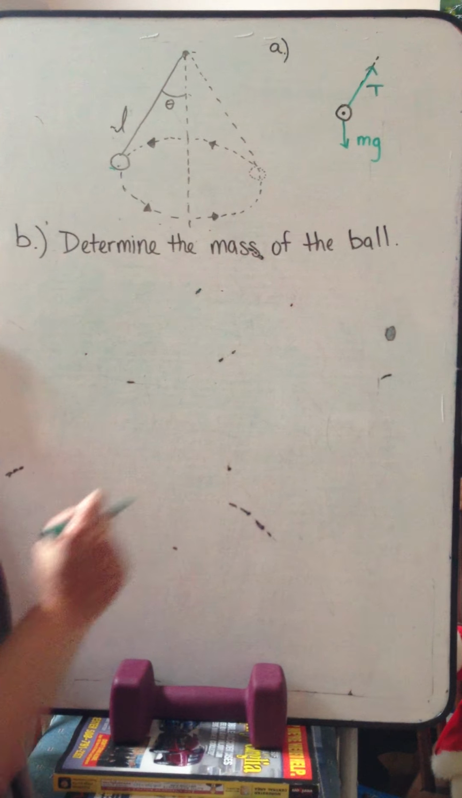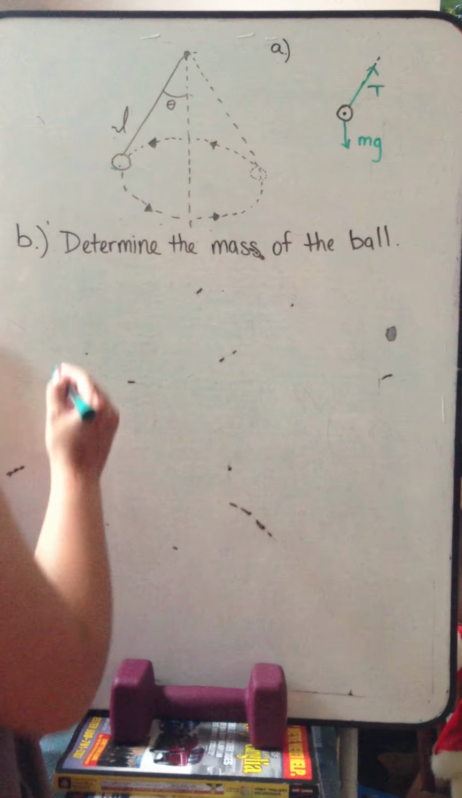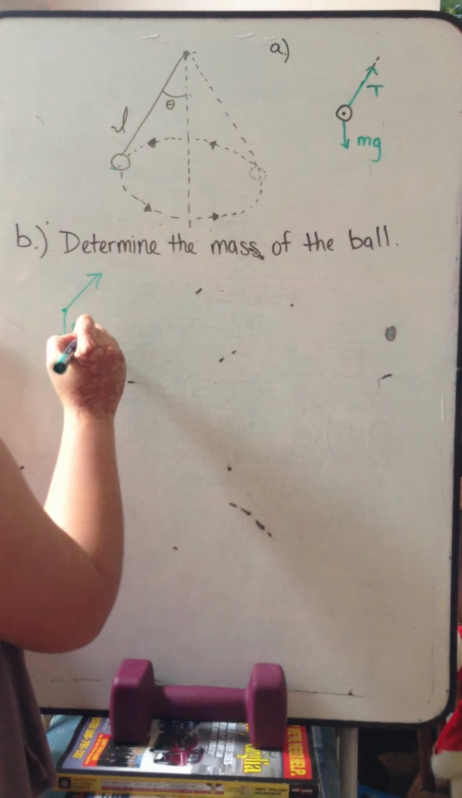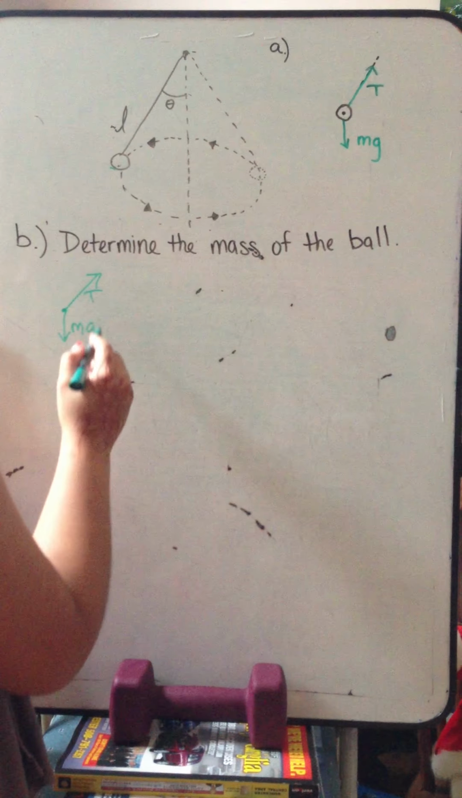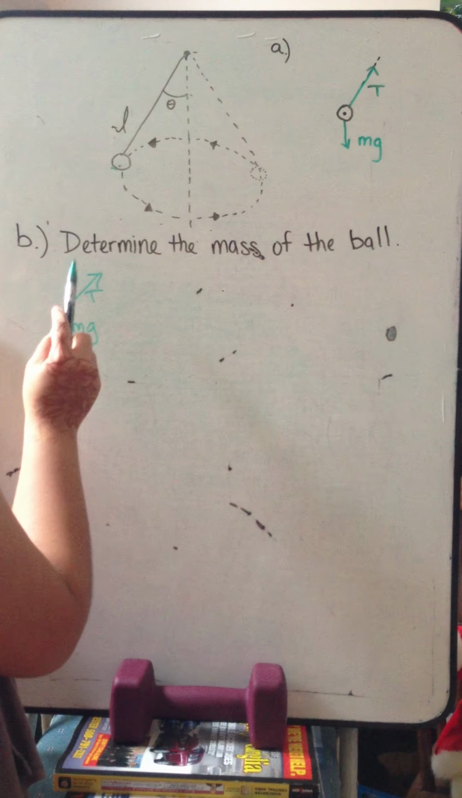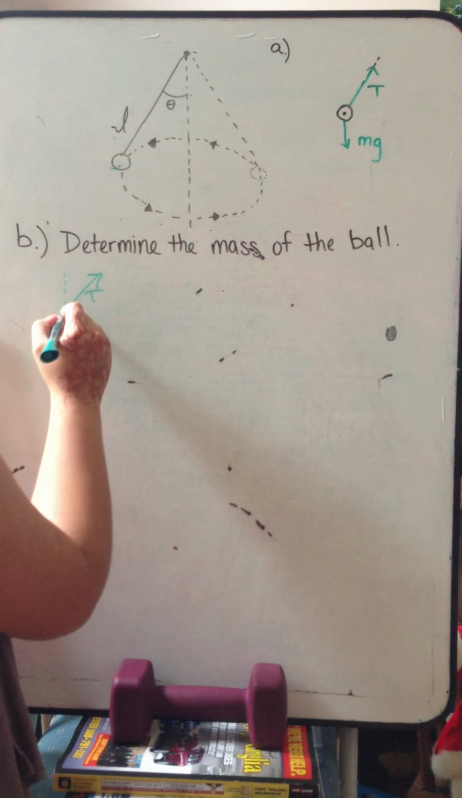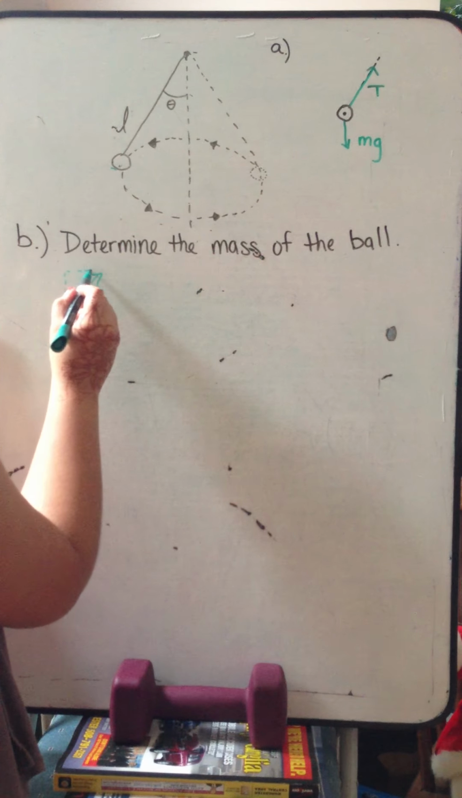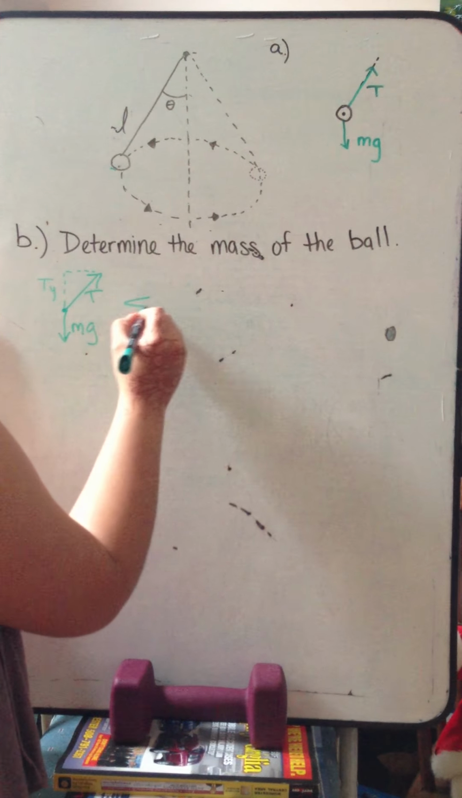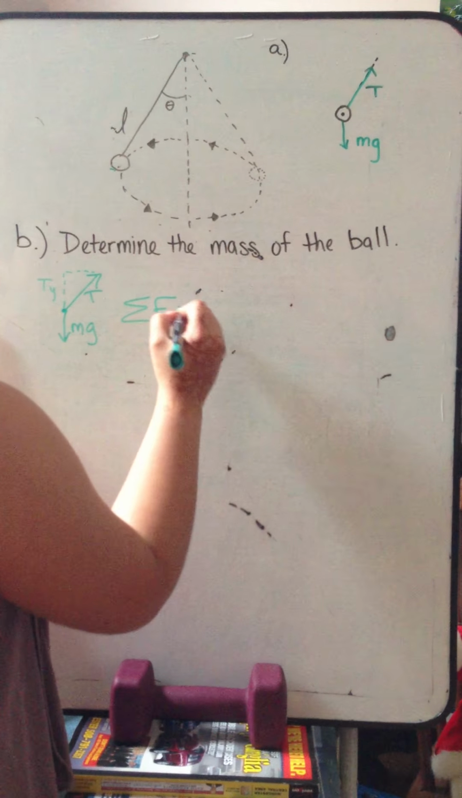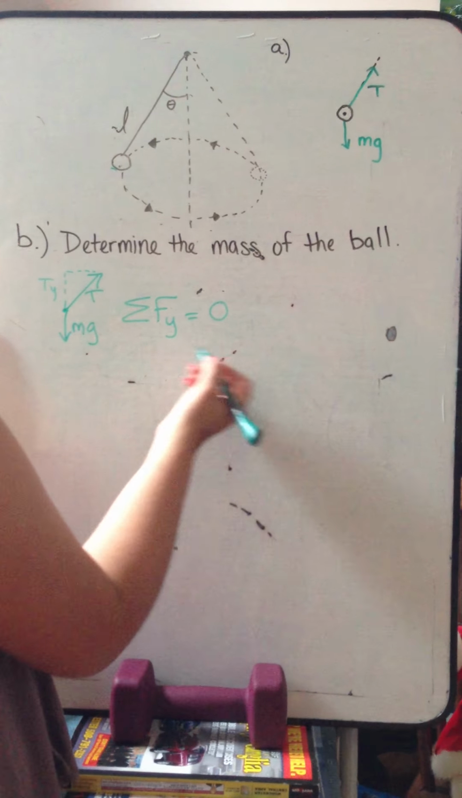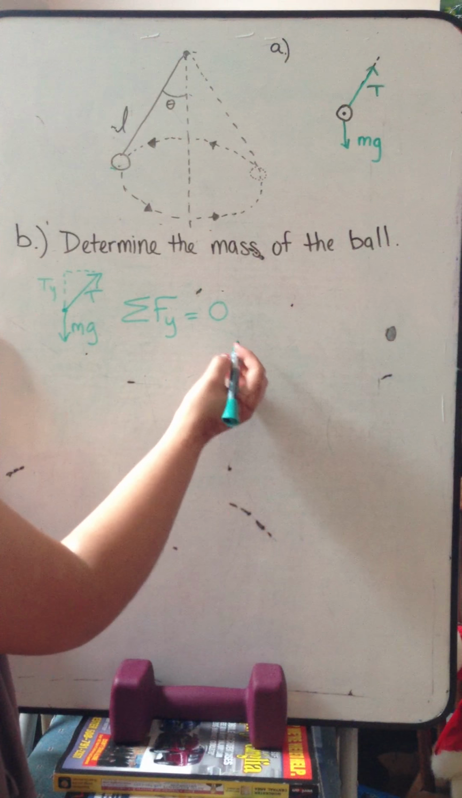Alright, and in part B it says to determine the mass of the ball. And from our free body diagram, which shows us mg and tension in the force of gravity, we can see that the forces in the vertical direction, if you break tension up into its component vectors, are equal to 0. So, the net force in the vertical direction is equal to 0. That's really what we're concerned about in this situation.